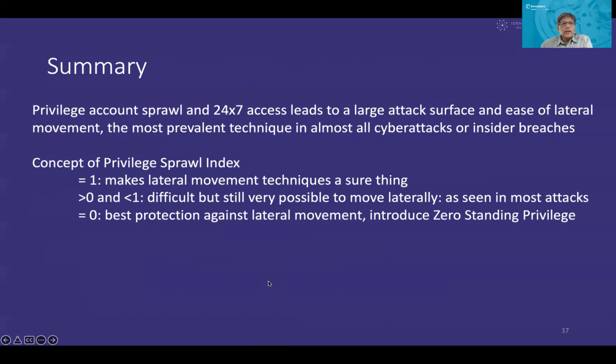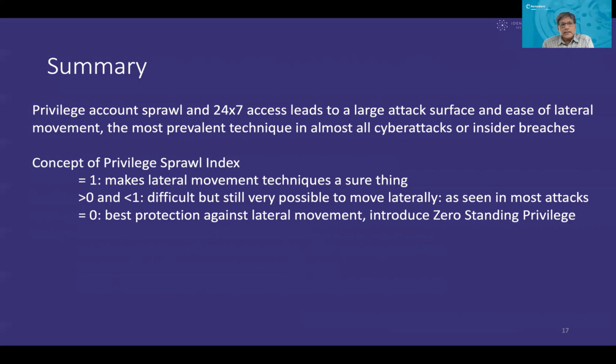So in summary, privileged account sprawl leads to a large attack surface. It also is the primary vector or method by which attackers move laterally. And we know that because of all of these cyber attacks and insider breaches that we see every day, ransomware attacks, et cetera, all leverage this particular technique.